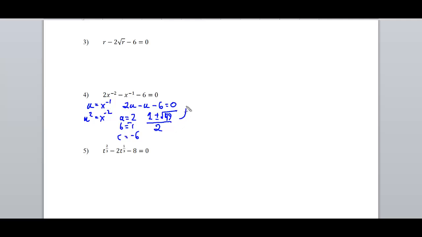So this becomes two answers here. 1 plus 7 divided by 2 times 2. 1 plus 7 divided by 4 is going to be 2. And 1 minus 7 divided by 4 is going to be negative 3 halves.